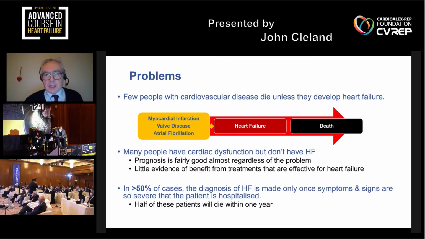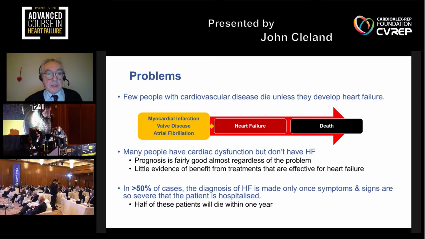But if you have a myocardial infarction, if you've got valve disease, if you've got an arrhythmia, if you don't develop heart failure, you're unlucky if you die. Most people, unfortunately, develop heart failure. So detecting heart failure early and managing it, I think, is very important if we're to alter the prognosis of cardiovascular disease.